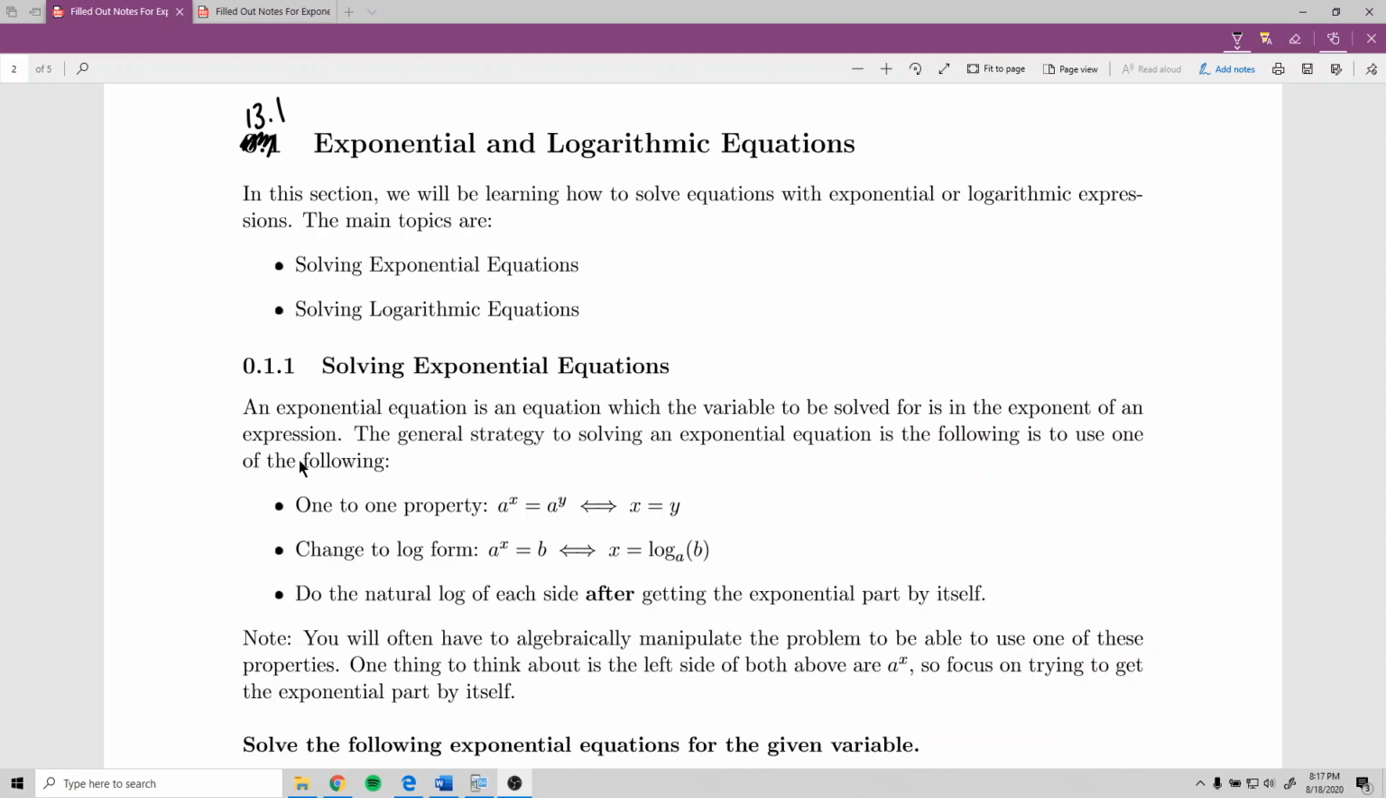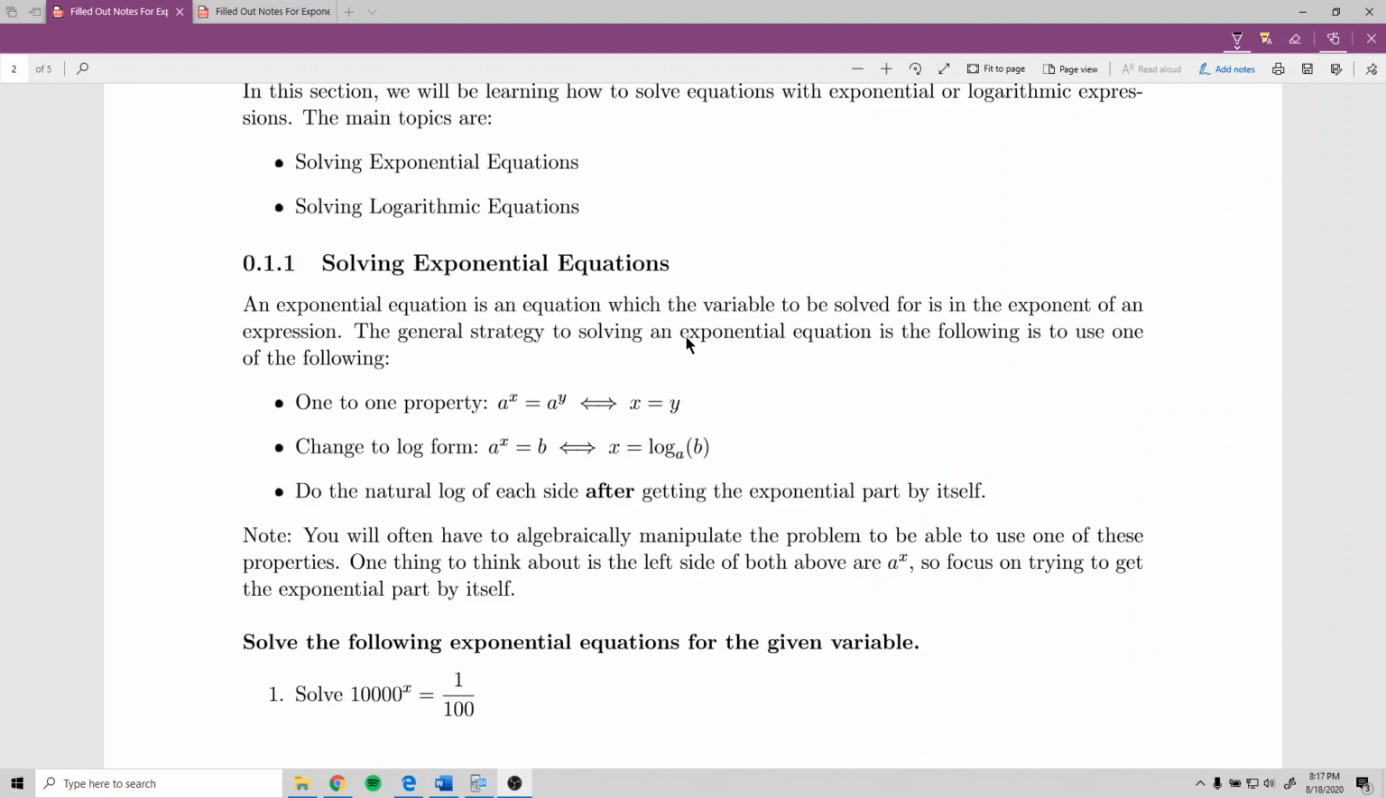In order to solve exponential equations, an exponential equation is just an equation where the variable is in the exponent. So down here it says solve 10,000 to the x power equals 1 over 100. When you want to solve an equation like this, there are two ways to do it. One is the one-to-one property. Sometimes this is necessary, sometimes it's optional, sometimes it doesn't work at all, and we'll see when that is.